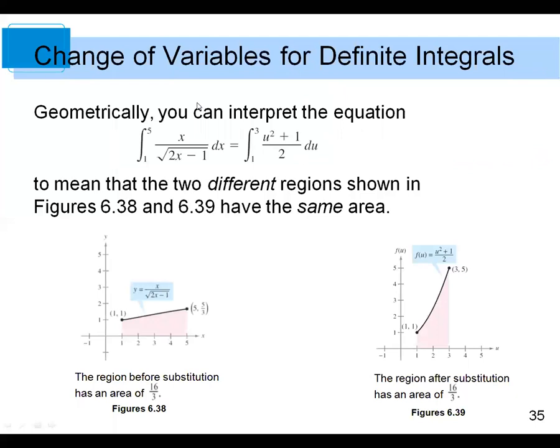So geometrically, you can interpret the equation, the integral in terms of x equals the integral in terms of u, to mean that the two different regions that represent these definite integrals have the same area. So this is the first one in terms of x. This is the second one in terms of u. Now notice this one's wider, but doesn't go quite as high. This one's higher, but doesn't go quite as wide. And it turns out that they have the same area because it's essentially the same type of problem.